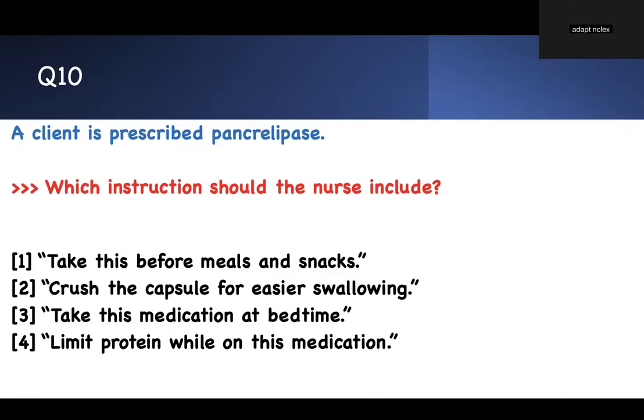You be the judge. Crush the capsule for easier swallowing. Capsules are not supposed to be what? Crushed. Take this medication at bedtime. It's taken with food. Limit protein while on this medication. That's not what it does. Therefore, which instruction is the best one? Take it before meals and snacks.